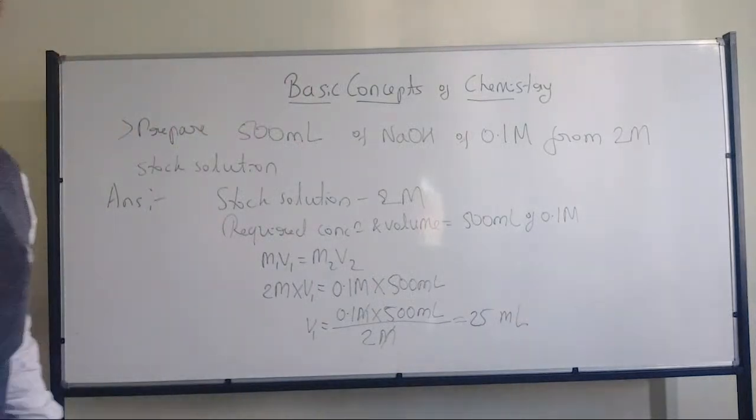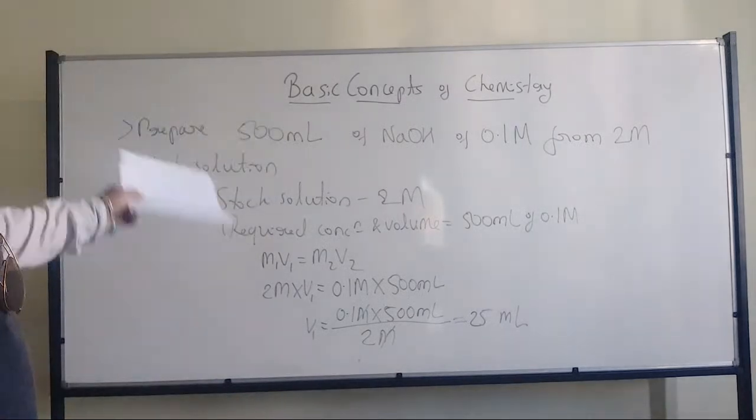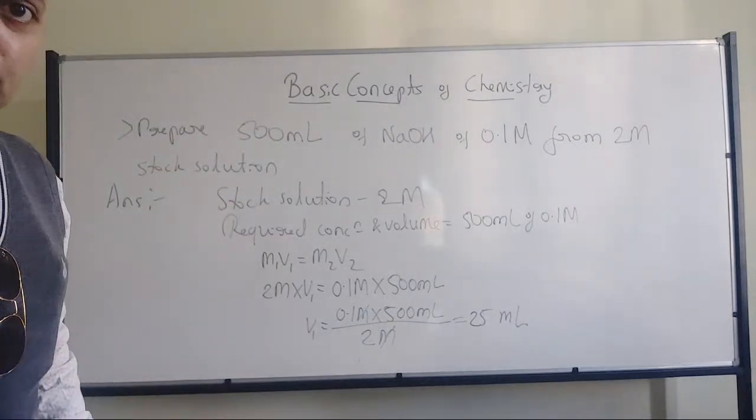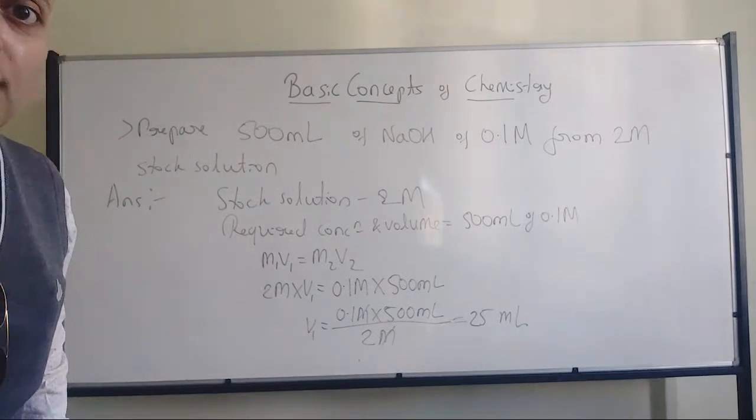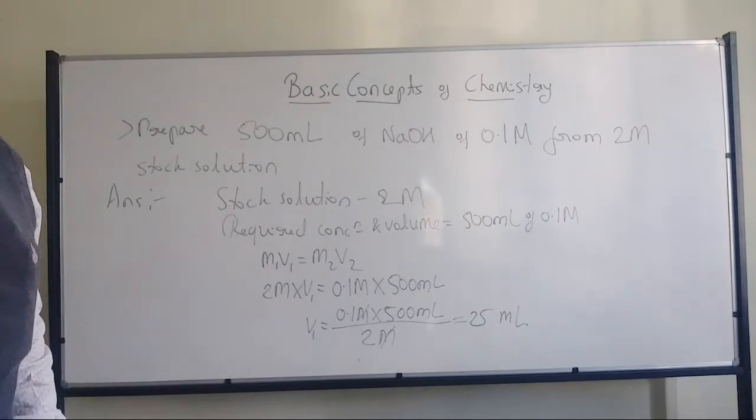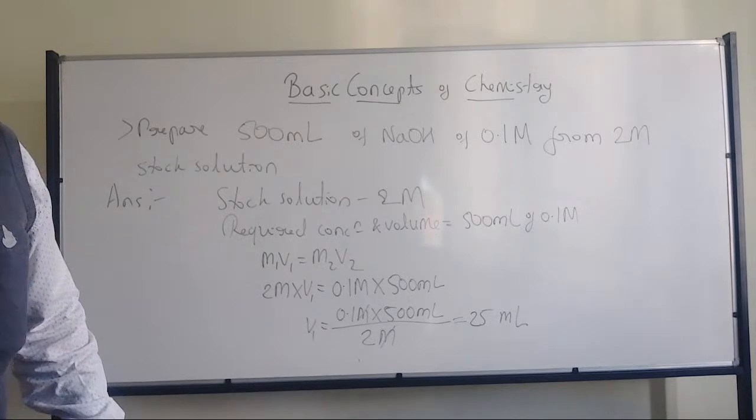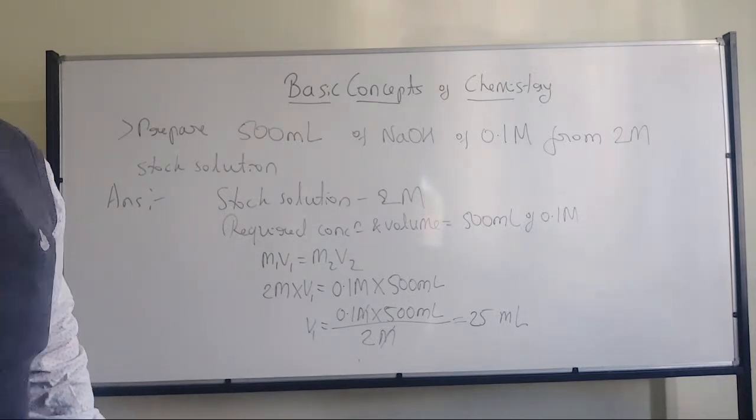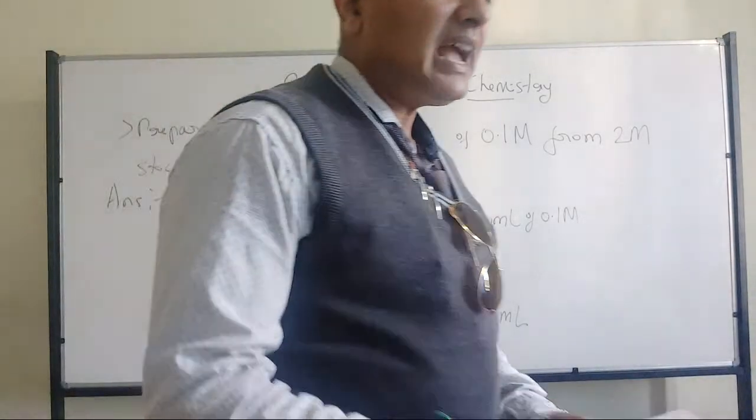Right? So what should I do now? I should take 25 ml of the 2 molar glucose solution and make up the volume up to 500 ml. I should not add 500 ml. I should make it up to 500 ml. Fine? So that's where we have the calculation.